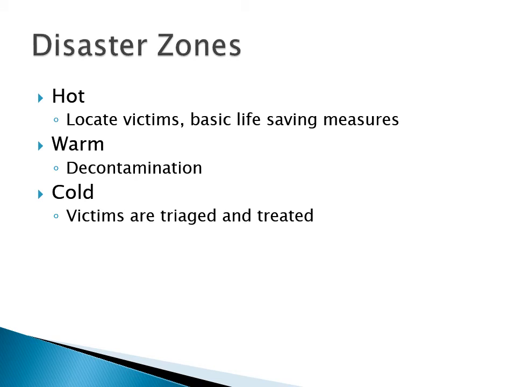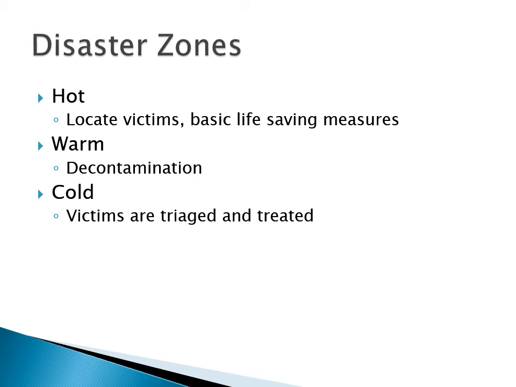You also want to be familiar with the disaster zones. This is in your textbook as well, box 46-5, page 2614, and you're looking at hot, warm, and cold. So your hot zone is the most immediate, the dangerous zone. It's in the immediate vicinity of the disaster that occurred.